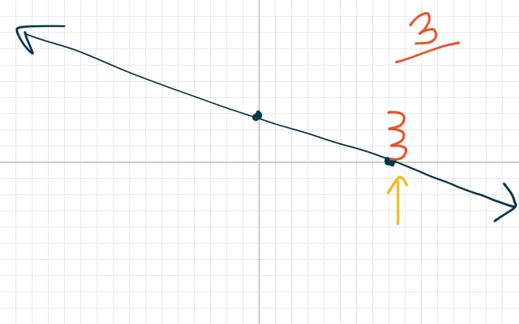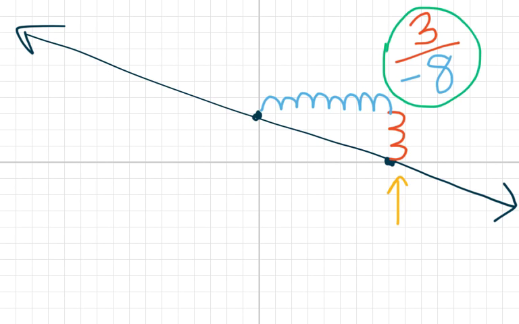Because we're going left this time, we know our denominator is going to be a negative. 1, 2, 3, 4, 5, 6, 7, 8. So it's going to be a negative 8. Because we move left 8. The slope of this line is going to be negative 3/8.